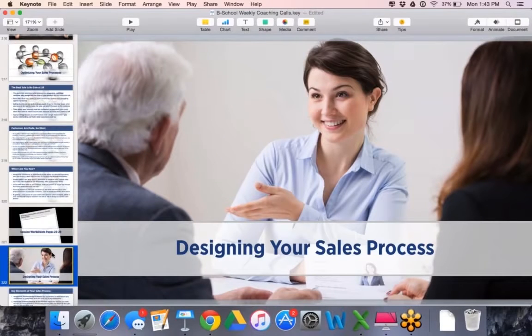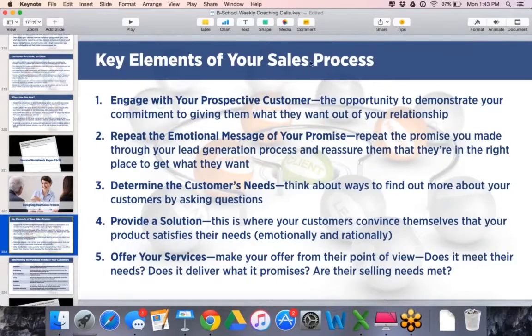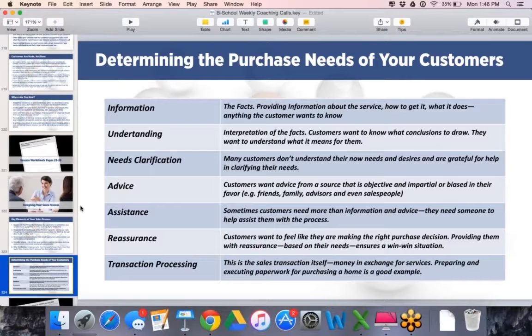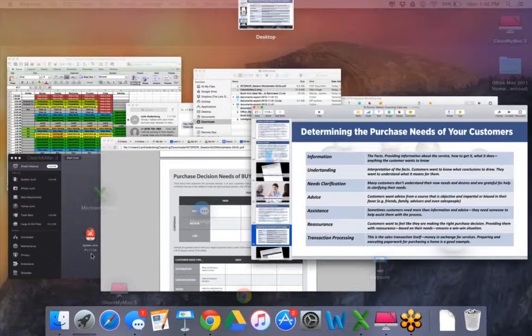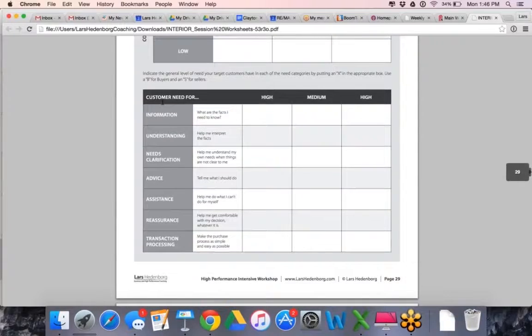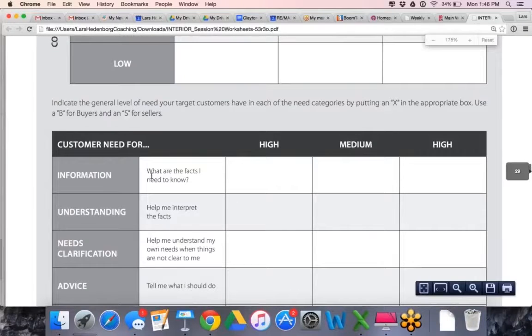All right, so let's talk about designing your sales process. So determining the purchase needs of your customers. There's basically 7 categories here. In this document here, it goes into a little bit more. So basically customer need for information, what are the facts I need to know?